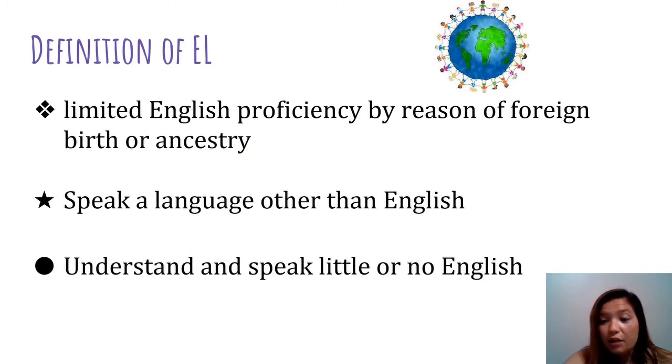A definition of an L is limited English proficiency by reason of foreign birth or ancestry. Speak a language other than English. Understand and speak little or no English. So the first step of identifying an L is number one, to look at the home language survey.